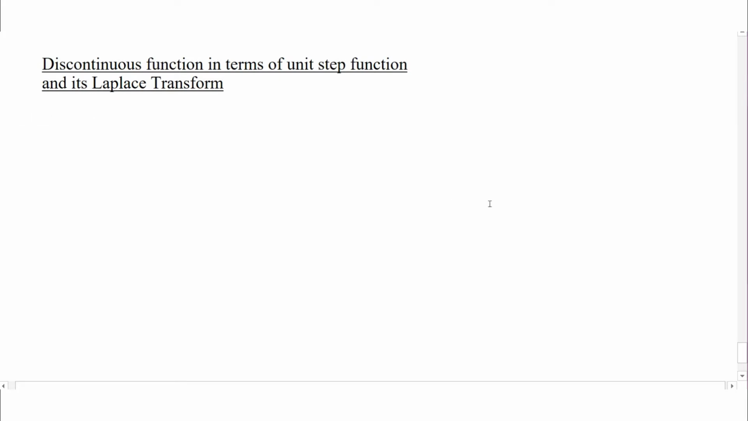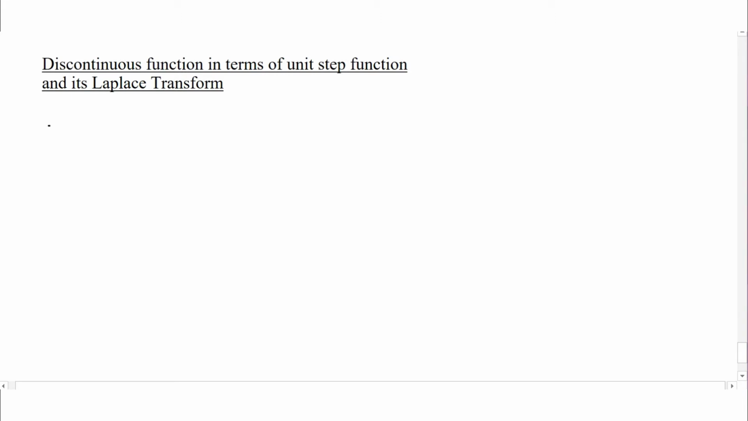Today we will be dealing with discontinuous functions. In the previous video also we discussed discontinuous functions, how to express a discontinuous function in terms of the unit step function, and also how to find its Laplace transform. A few examples we did in the previous video. We will continue with a few more problems in this video. So let us start with the first example.